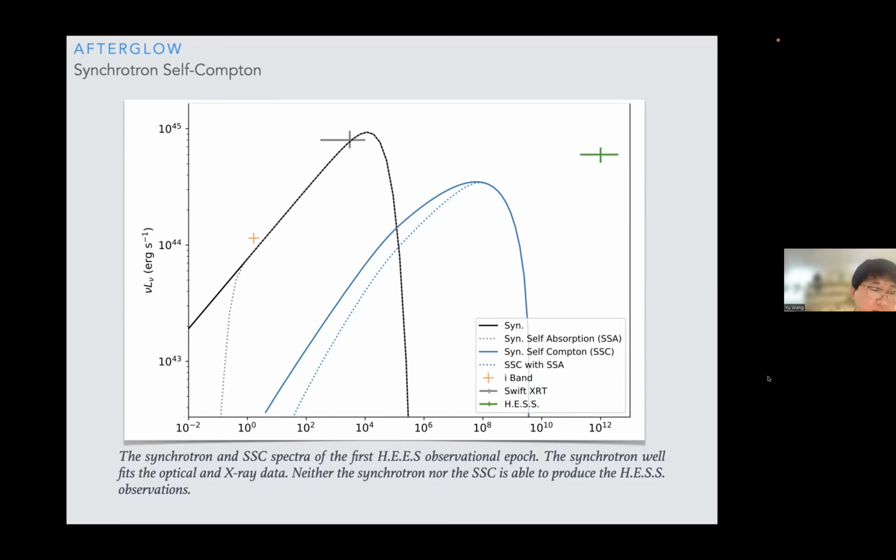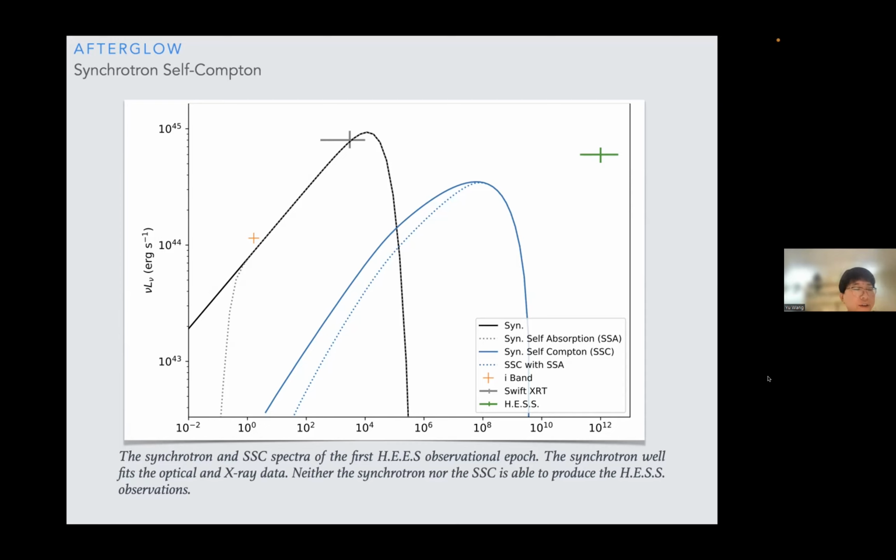Therefore, we concluded that neither the synchrotron emission nor the SSC can explain the very high energy emission of this burst within our model of the emission from the supernova ejecta. But because of the similar power law behavior of this very high energy emission and the X-ray light curve, this suggests that the very high energy emission could be related to some transient activity of the new neutron star. But at this moment, we have not explored this possibility in detail.